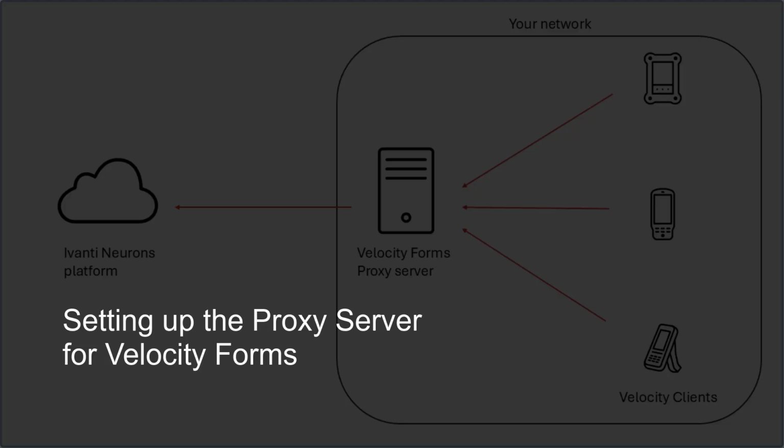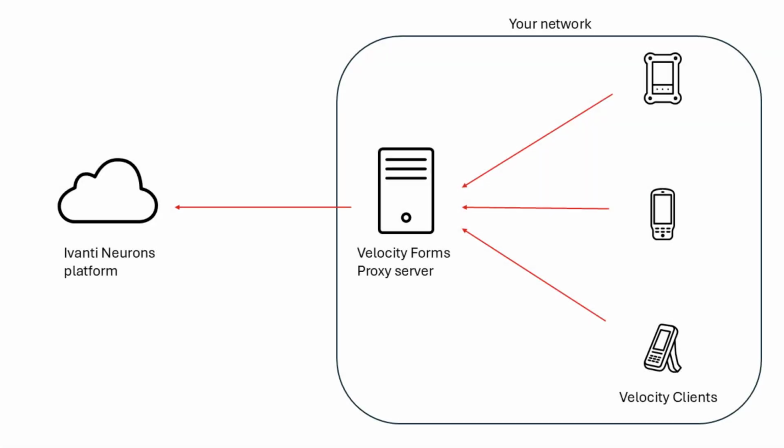Ivanti Velocity Forms uses a proxy server to secure the connection between devices running the Velocity client and the Ivanti Neurons platform in the cloud. This video covers installation and setup for the proxy server. The proxy server is installed on your local network in a location where the devices can connect to it and where it can connect to the internet.